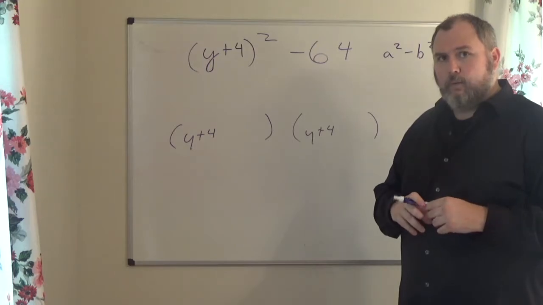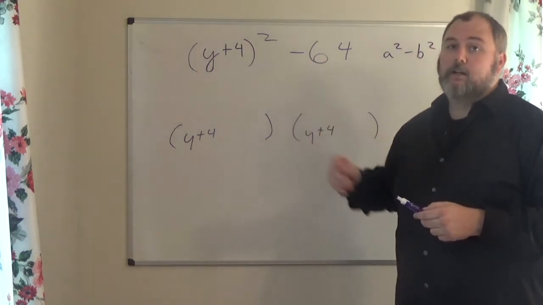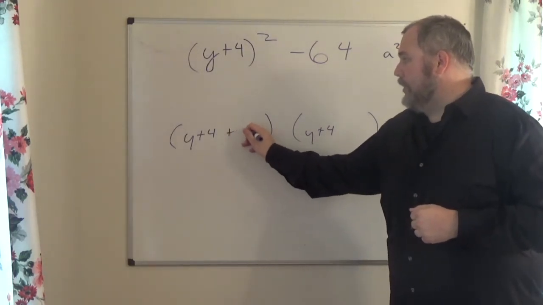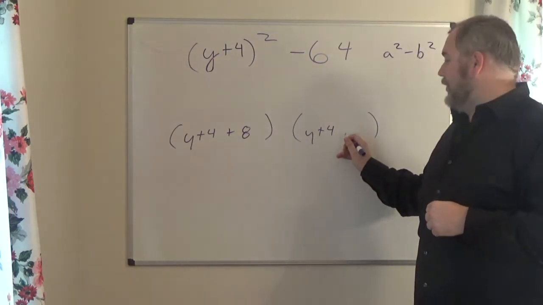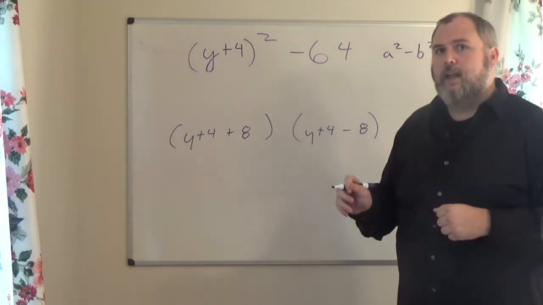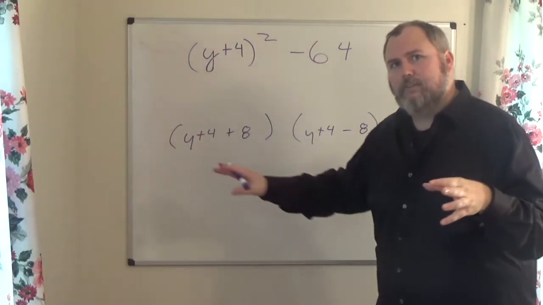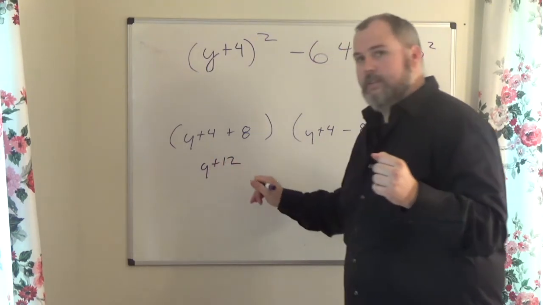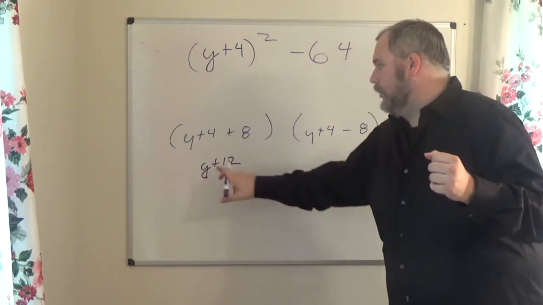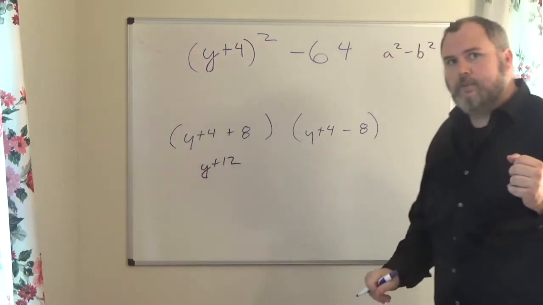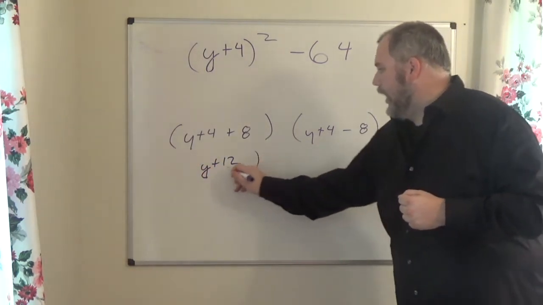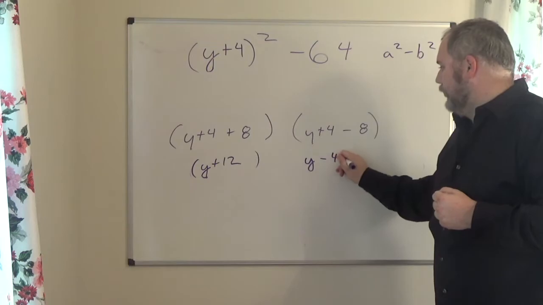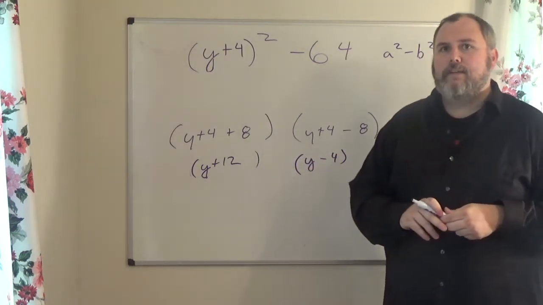Well, what's my B? Well, my B is right here. What's the square root of 64? It's 8. So I could say this to be plus 8, and I could say this to be minus 8. Hey, now I can do something else. I can simplify each one of these things, and I can say y plus 12. Let's make that look like my y a little bit better. I can say y plus 12 times, what's this one going to be? Y minus 4.